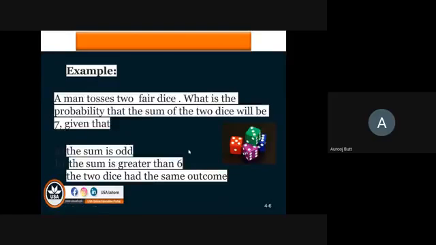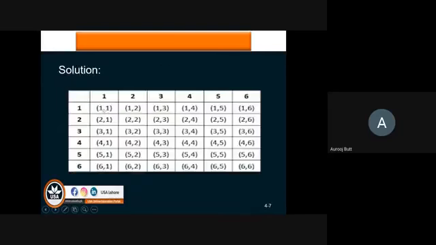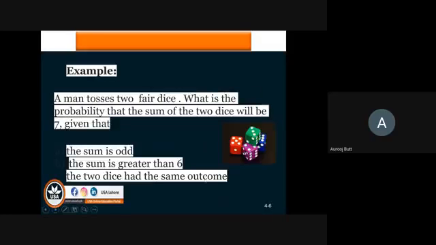Now coming towards the third part. The third part is defined as: the two dice had the same outcome. You can simply define it as an event D, defined as the two dice had the same outcome, and just before the word "given", you can define the event as event A. So event A is defined as the sum is 7 and event D is defined as the two dice had the same outcome, because they have simply said that the two dice had the same outcome.